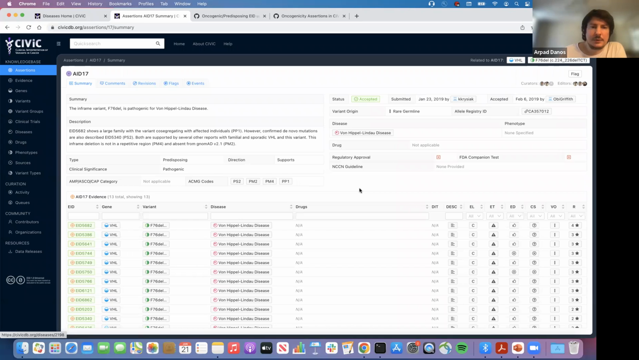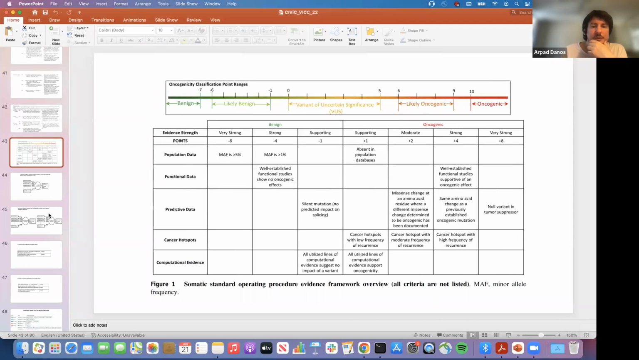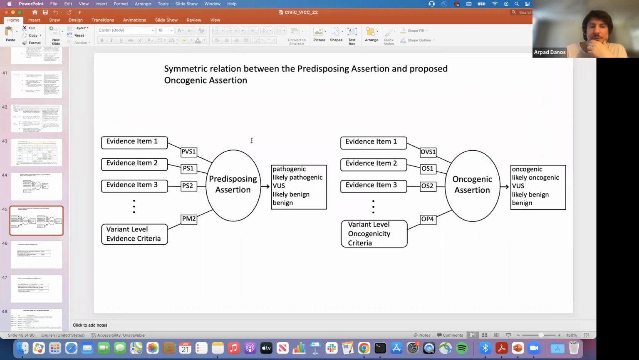I think that's really what you want to look at here: the collection of evidence and the code criteria. This allows us to build a predisposing assertion. So, utilizing these same VICC, CGC, and ClinGen criteria, we're working towards building an oncogenic assertion, which should go live sometime this summer, and that will be exciting to start curating.